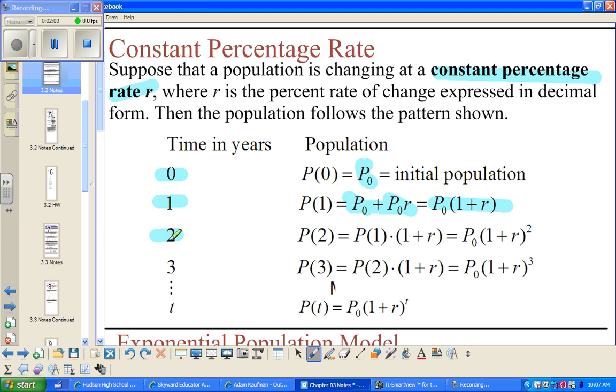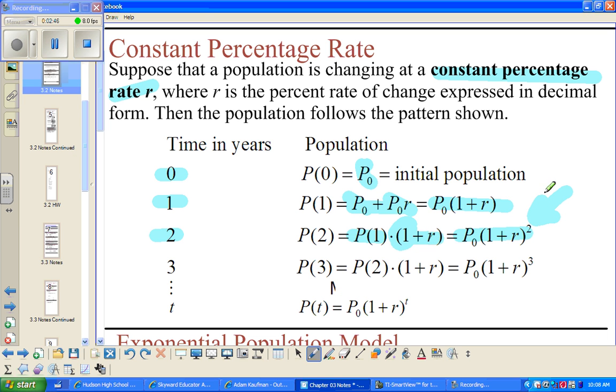Well, after a second year, you could take the population you had the year before times that same 1 plus R. So what that's saying is whatever the previous population was, multiply by that plus the rate it increases by to get your population after 2 years. So another way to look at this is if you multiply by 1 plus R, you're going to keep last year's population, and you're going to add to it the amount of people that your rate has predicted.